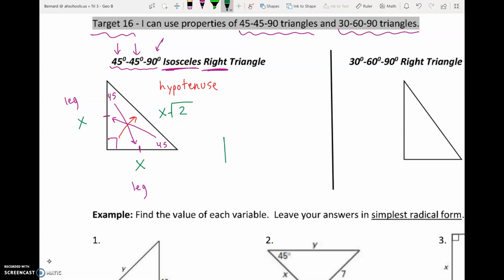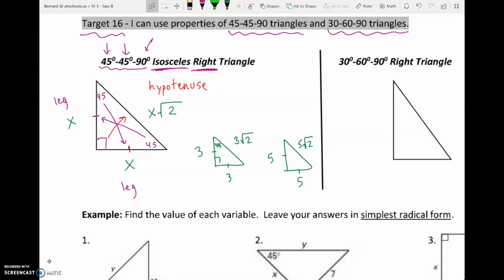Just real quick, the idea here is this. Let's say we have a 45, 45, 90 here, and we knew one of the legs was 3. Well, the other leg would have to be 3, and then the hypotenuse is going to be 3 multiplied by the square root of 2, so 3 root 2. Another quick example would be if we knew it was 5. Then the other leg would be 5, and the hypotenuse would have to be 5 root 2. Again, this is very useful and very quick because we don't have to perform any algebra to figure out these new side lengths if we can recognize it's a 45, 45, 90 triangle.